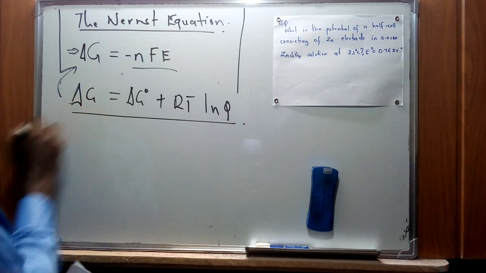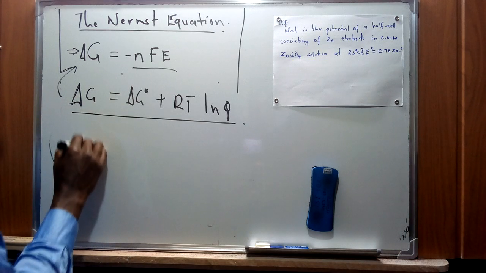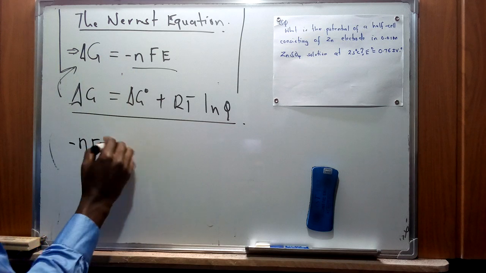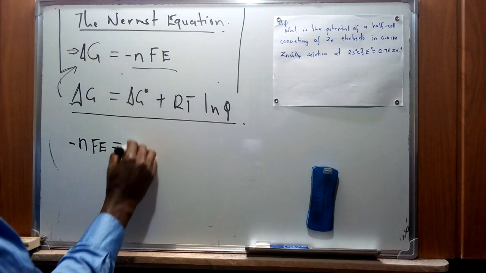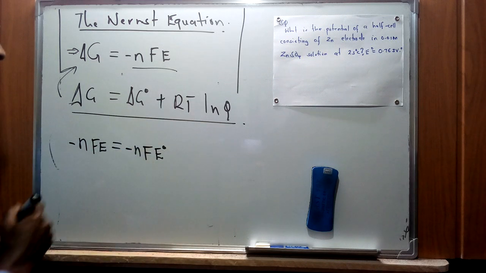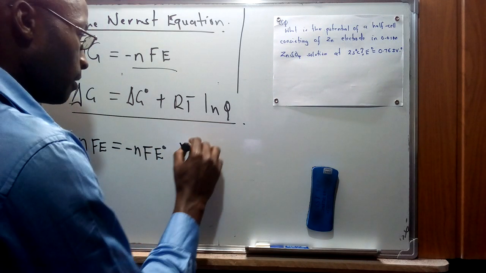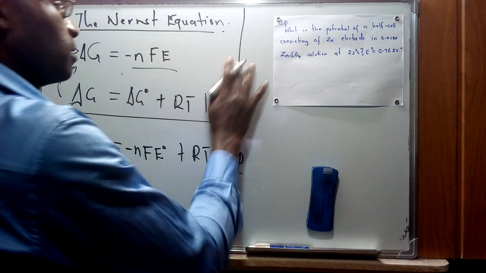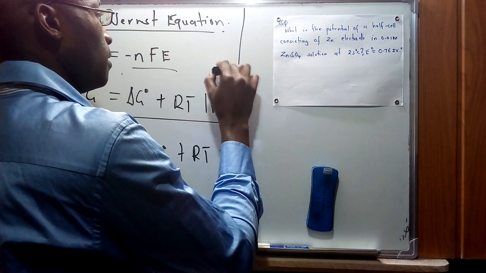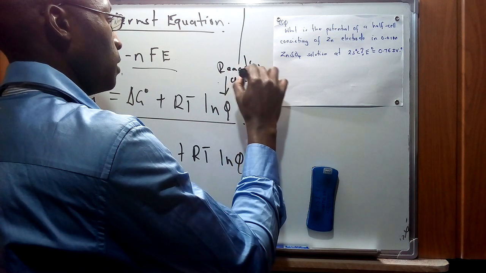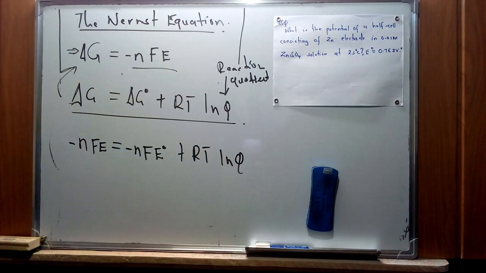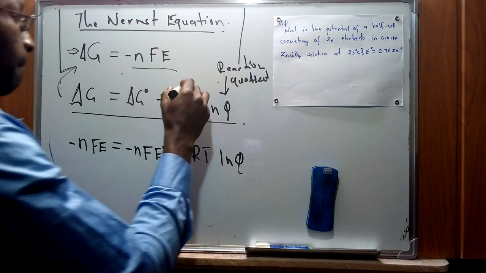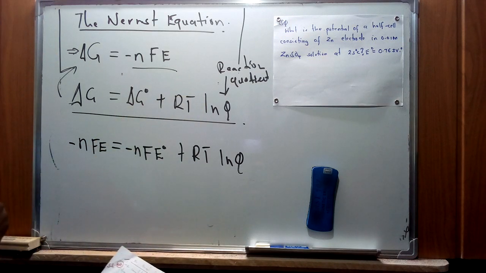So therefore this equation can be rewritten in the form of negative nFE equals negative nFE standard plus RT natural log of Q. Q in this case represents the reaction quotient, and then R. I can list these specific terms later. Let's just find a simplified form of this equation first.